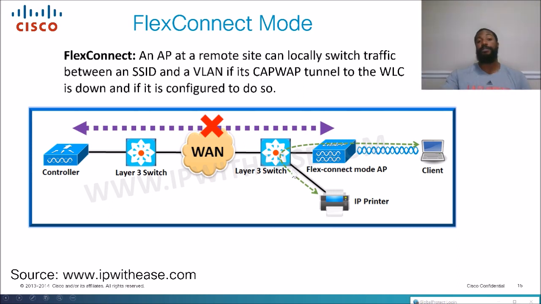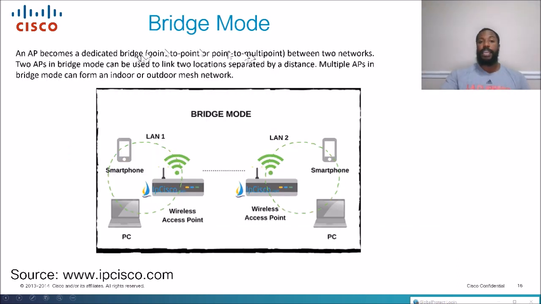Very important here. Bridge mode is when an AP becomes a dedicated bridge between two networks. Two APs in bridge mode can be used to link two locations separated by a distance. Multiple APs in bridge mode can form an indoor or outdoor mesh network. So basically you're bridging two networks. That's why they call it bridge mode. We have one network here, and the APs can bridge the two different networks.